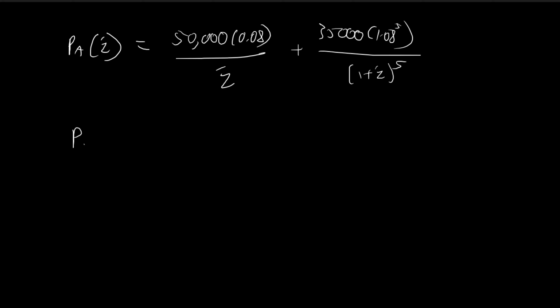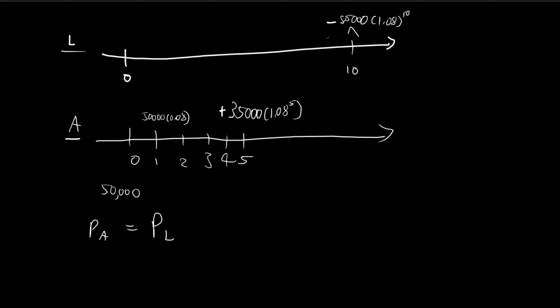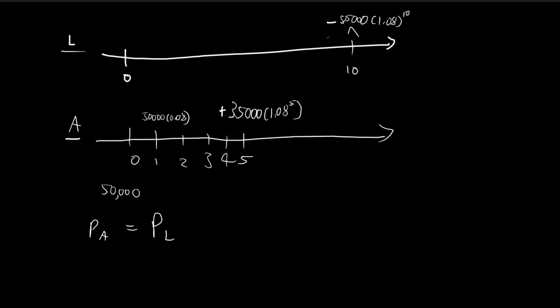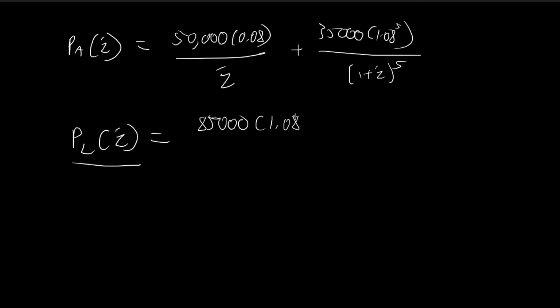And so we also have our PL. This is the liability, and the liability is just $85,000. So when we construct PL, we can drop the negative sign. It's negative here because it's an outflow, but when we calculate PL, this is from the perspective of the amount of cash outflow. We don't need to deal with the negative sign. So we have $85,000 times 1.08 to the power of 10. This is the actual amount of cash flow. And then at an interest rate I, the present value is dividing this by 1 plus I to the power of 10. So here's our PA and PL.